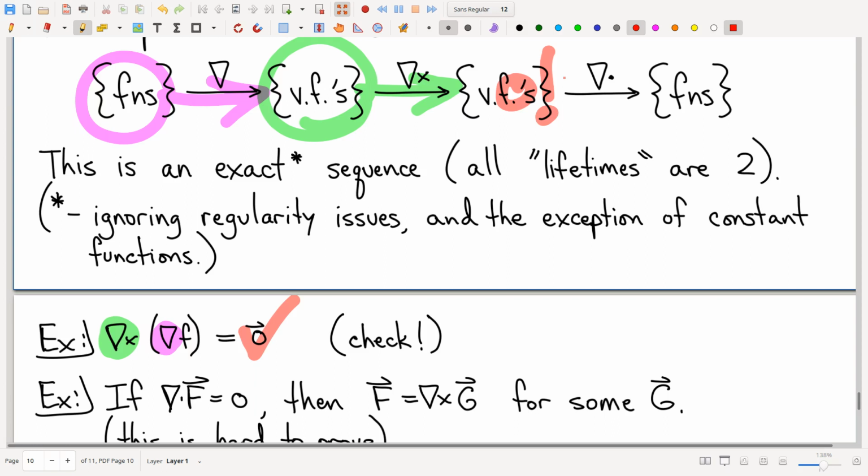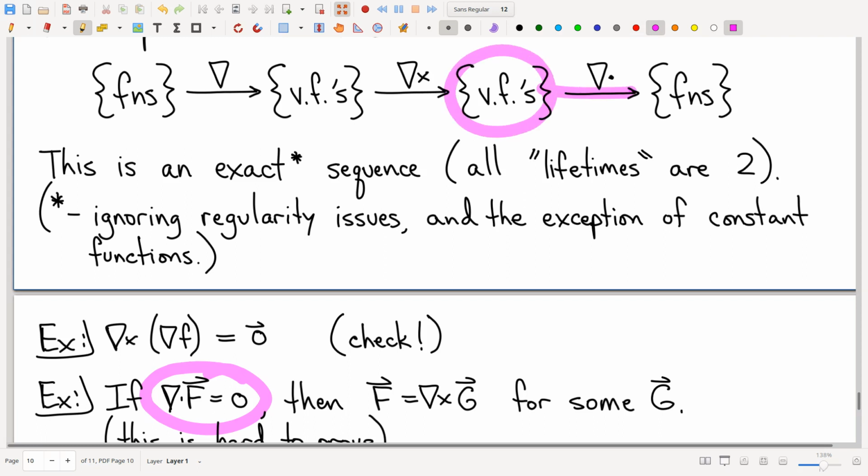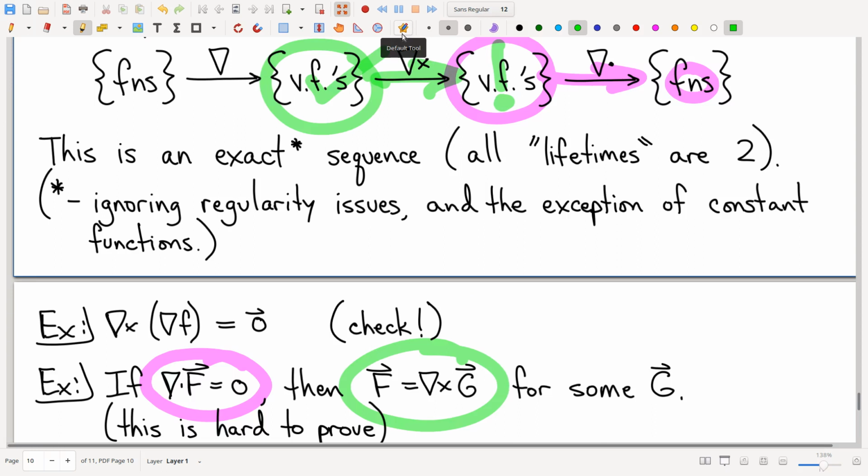Okay. All right. Here is another version of that. And again, the idea is everything has a lifetime of 2. If you have a vector field for which the divergence is 0, as we presume here, then it turns out that that vector field must be the curl of some other vector field.